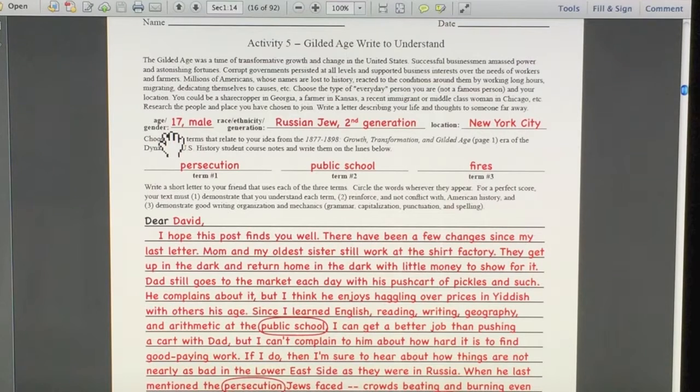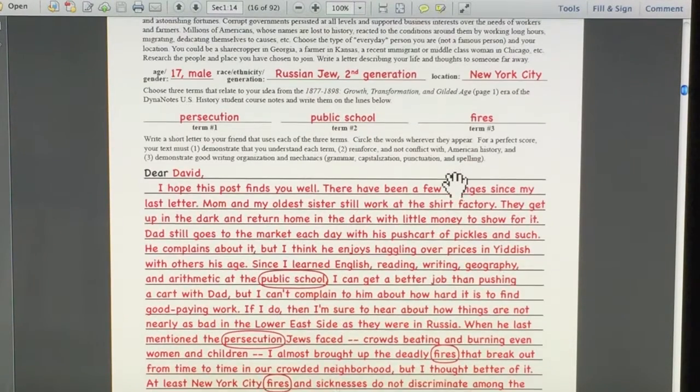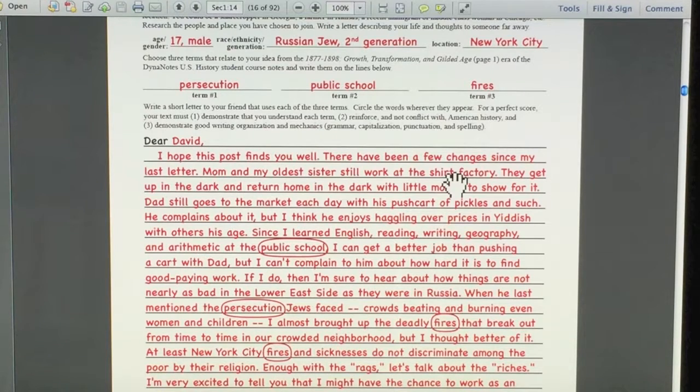So in this example, someone chose a 17-year-old male who is a Russian Jew, second generation, in New York City. Next, the instructions say, choose 3 terms that relate to your idea from the 1877 to 1898 Growth, Transformation, and Gilded Age, page 1, era of the DynaNotes U.S. History Student Course Notes and write them on the lines below. Persecution, public school, and fires is what this student is choosing to include.